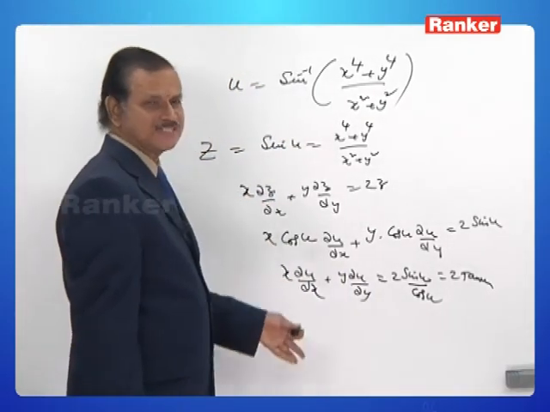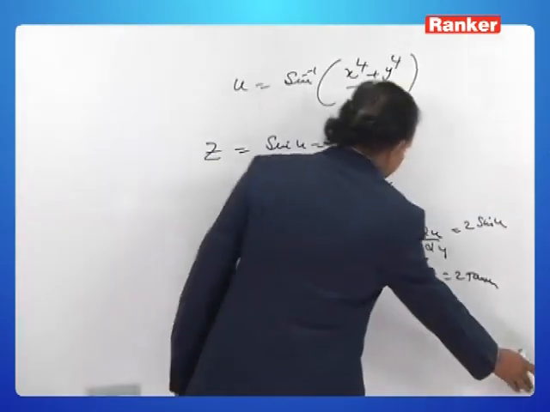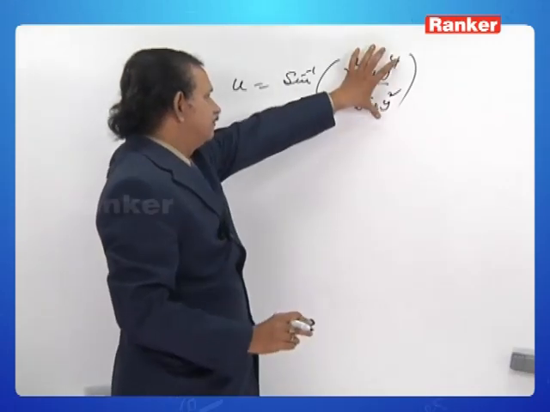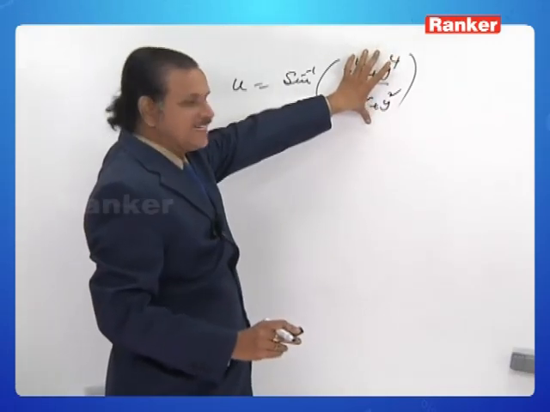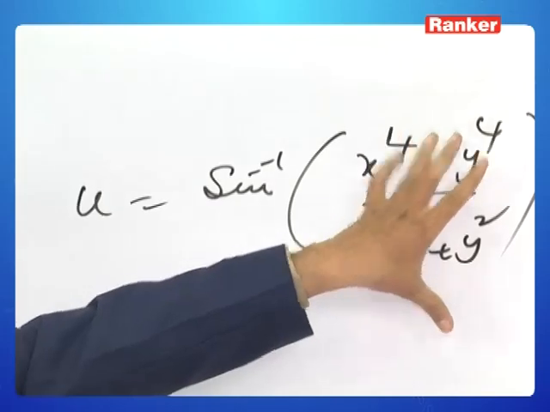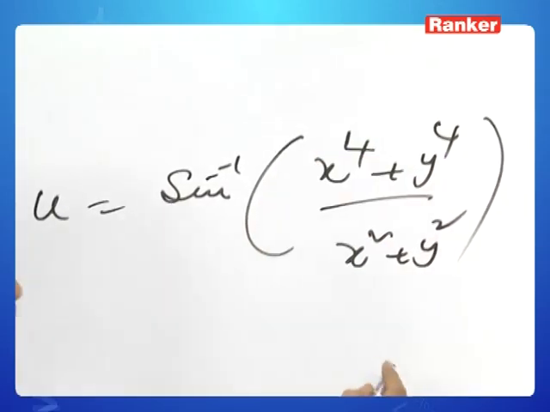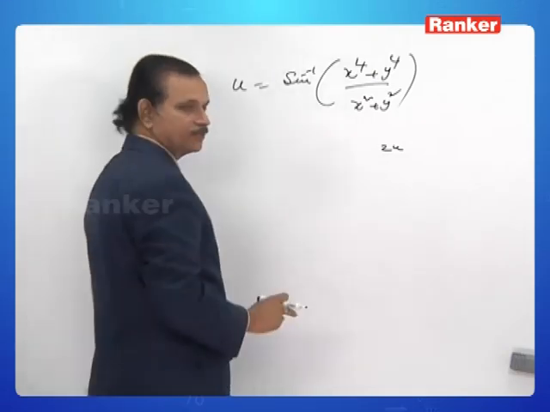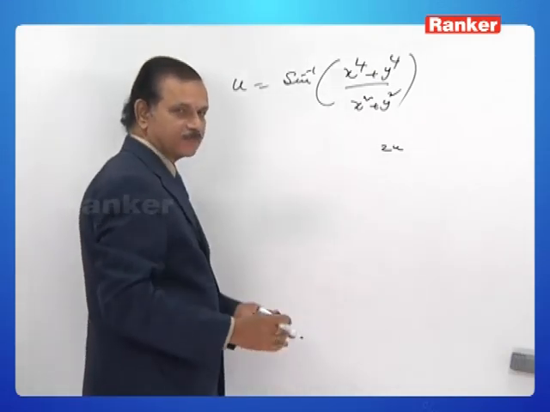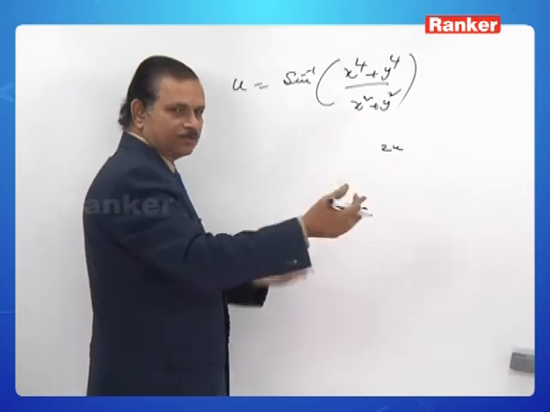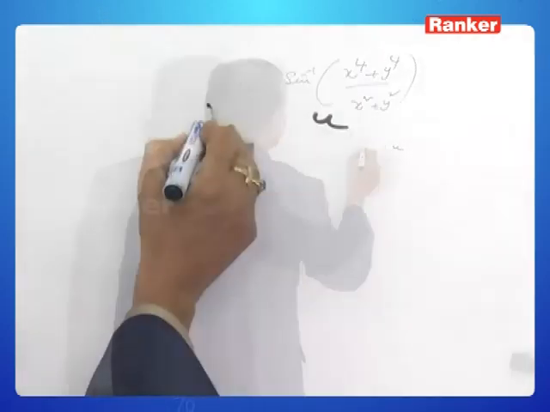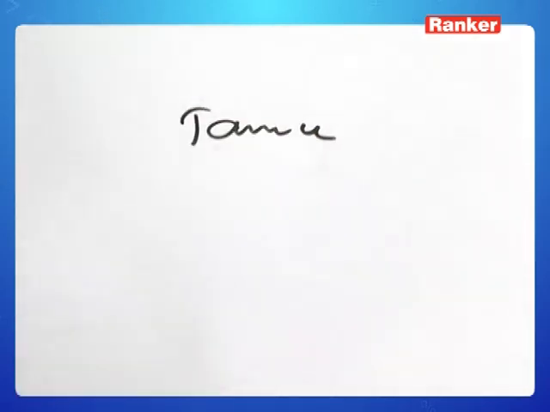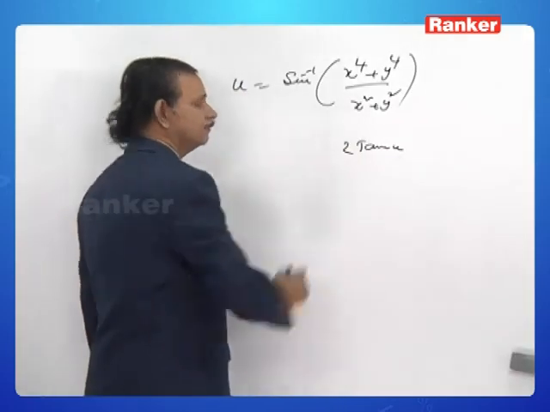Without doing all these steps, how to get the answer? Look here. Sine inverse of the function present inside these brackets is homogeneous, of degree 2, so write 2u. It is sine inverse function. Its inverse is sine function. Its derivative is cos function. Sine u by cos u is tan u. So the answer is 2 tan u.